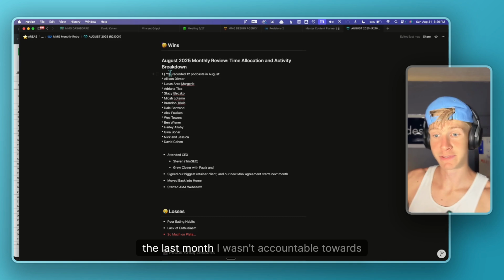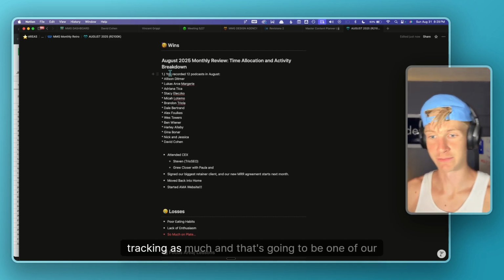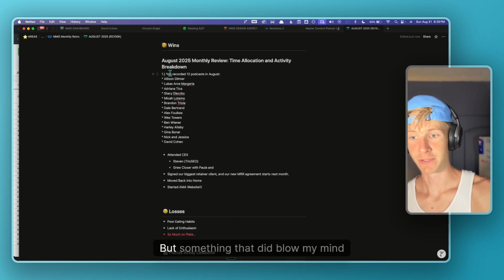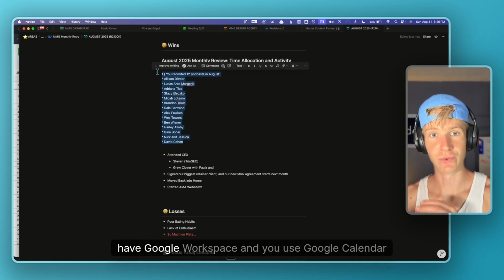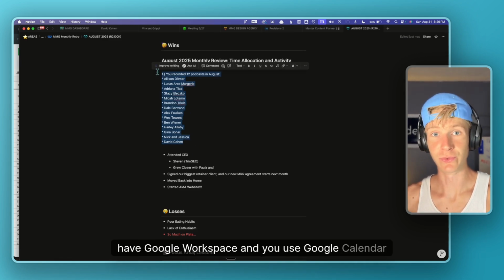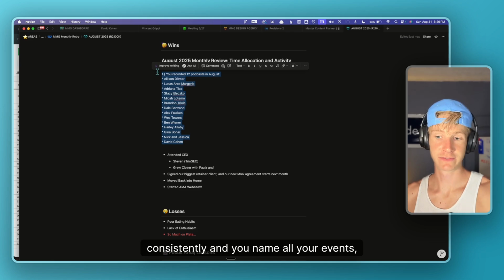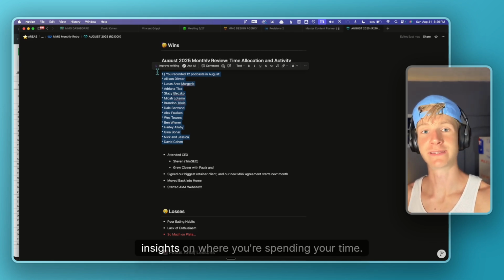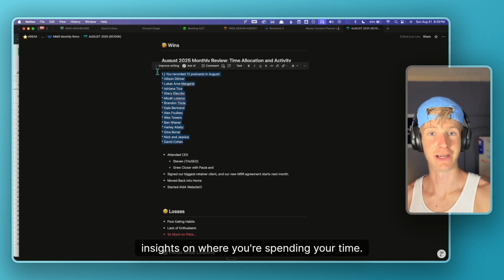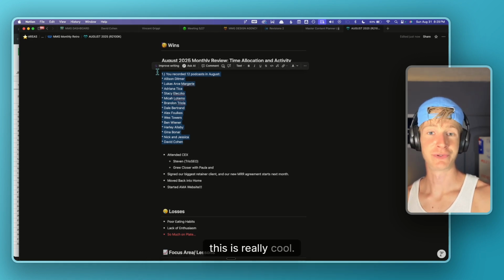But the last month I wasn't accountable towards tracking as much, and that's going to be one of our goals. But something that did blow my mind, and I highly recommend all of you do, is if you have Google Workspace and you use Google Calendar consistently and you name all your events, what you can actually do is have Gemini give you insights on where you're spending your time. And this is really cool.